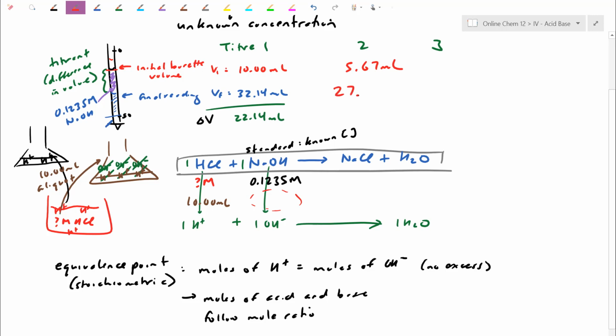This one here reads 27.65. Again, it doesn't mean that currently there's 27 left over in my burette. That's just what my burette line is at. We still need to do the difference. So we go 27.65 minus 5.67. Not a nice number. We get 21.98, right? You just sort of compare your number as well.